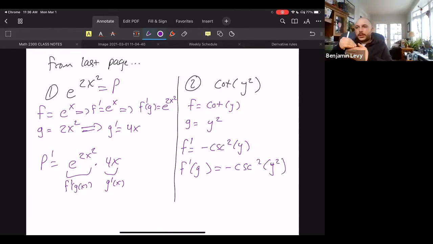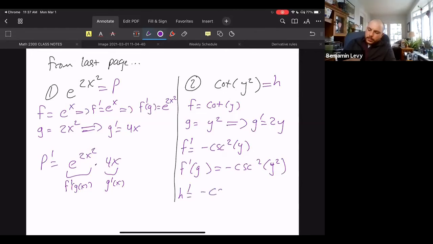So you ignore what's on the inside, take the derivative, but then put the inside back in. And then g prime again, that's a nice, easy power rule. No problem on that one. Those are the two components. Just multiply them together for the answer, right? This was called h in the problems. So h prime then is this piece times 2y.